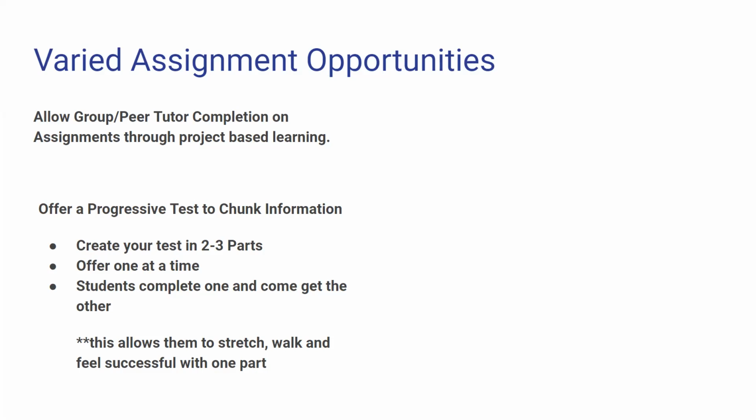We could allow group and peer tutor completion on assignments. We can offer a progressive test to chunk information. That test might be in 2 to 3 parts and we give them one at a time. This helps them, especially if they maybe are verified with some anxiety and they may be stressed, because sometimes when you have a break and you just get to get up and walk and kind of close out of it, it's a very different outcome than if they have to sit down like everybody else, sit there for their hour and not have that break.